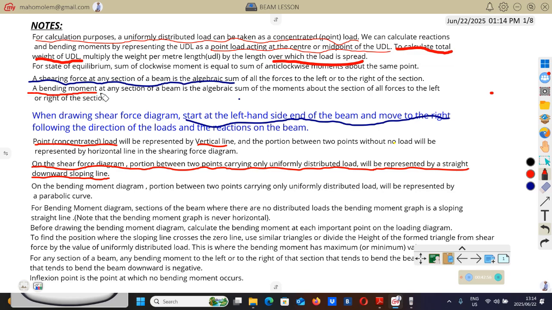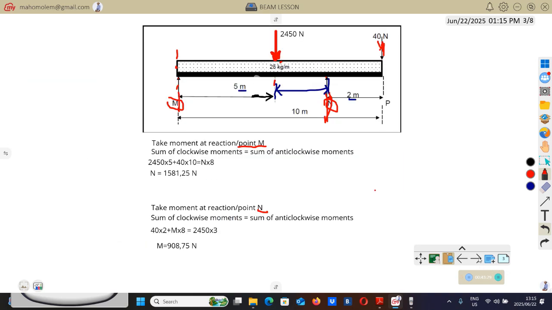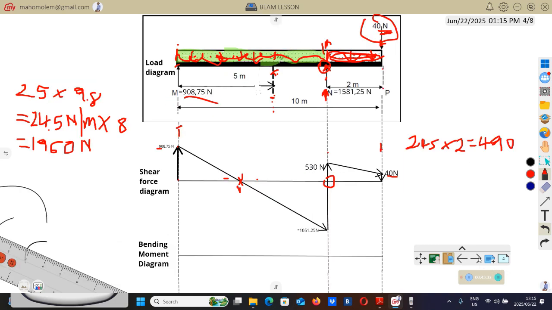Here we go. A bending moment at any section of a beam is the algebraic sum of moments about the section of all forces to the left or to the right. So to calculate bending moment at any point, we are going to apply this definition. Also try to know it or memorize it, since sometimes they might ask you to define the bending moment. So we're going to add the sum of moments either to the left-hand side or to the right-hand side.